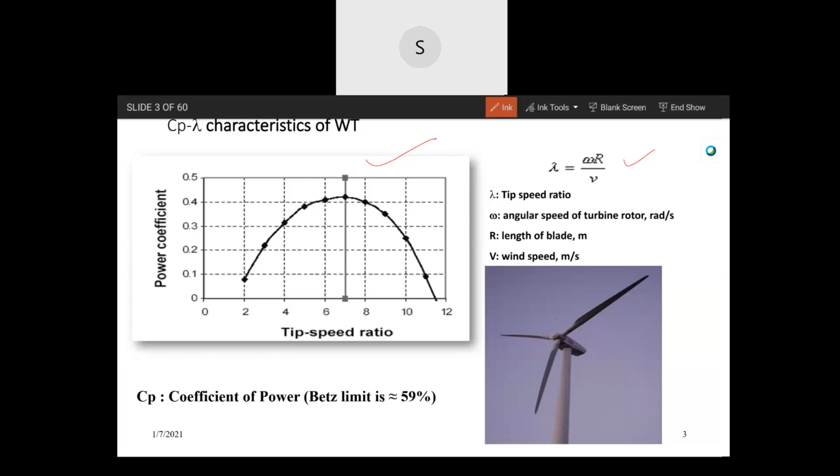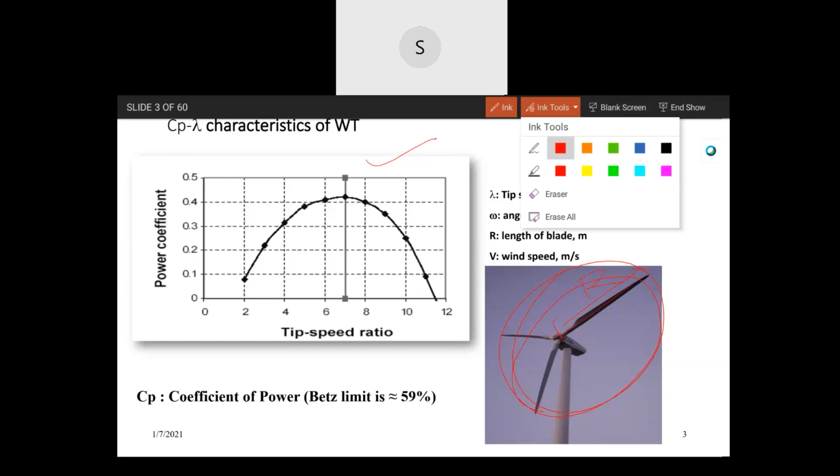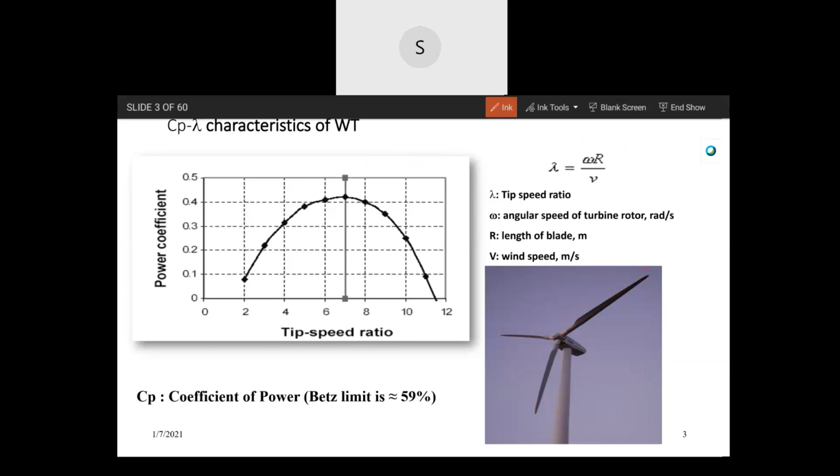See, this is a turbine photograph. This is the length of the blade, capital R, the radius of the swept area. And in the denominator, small v is the wind speed. It's called the tip speed ratio because the numerator is the tip speed, the linear speed at the tip of the blade. Angular speed into that radius gives you the speed at the tip of the blade, divided by the wind speed.